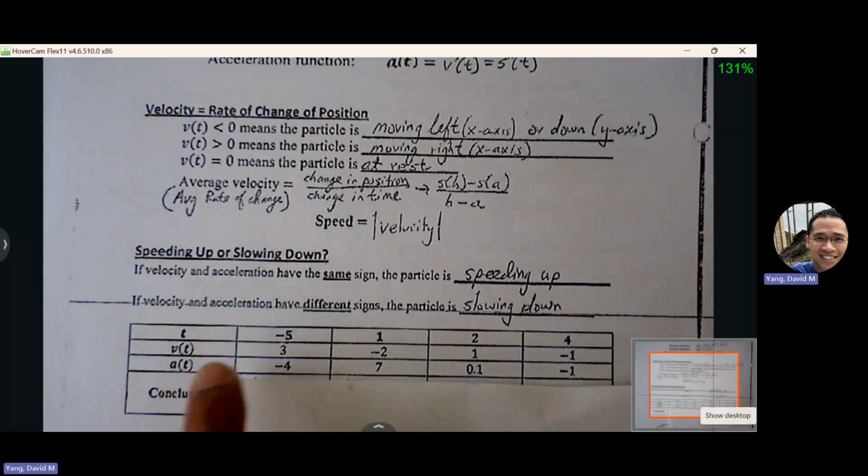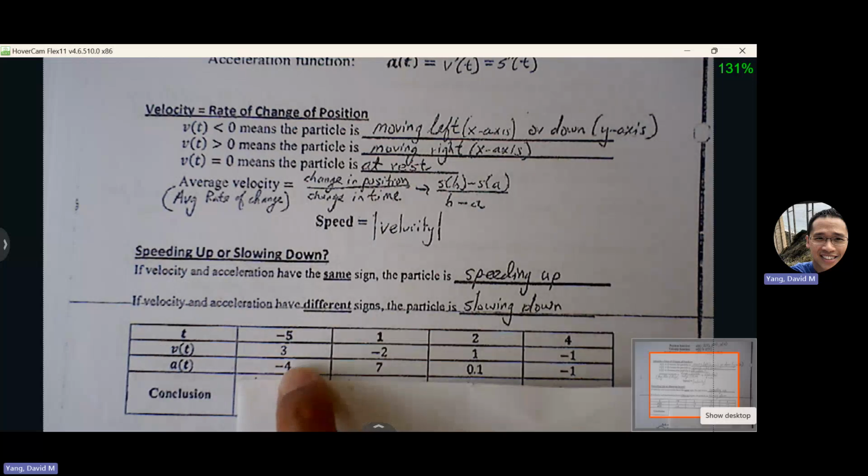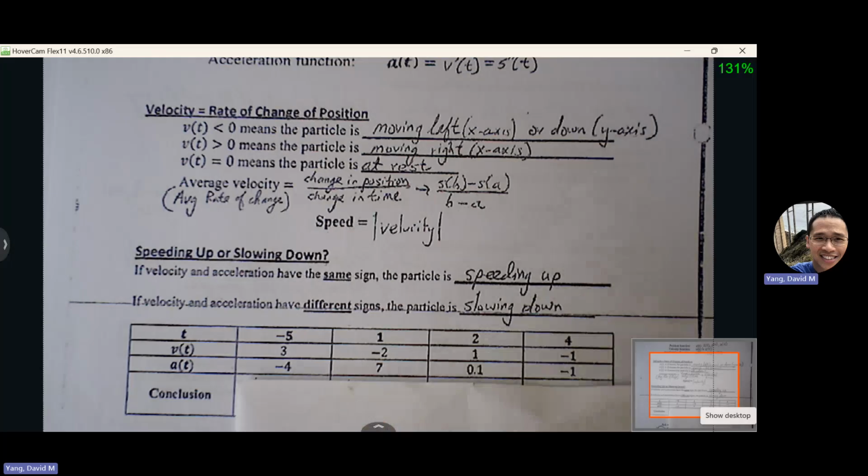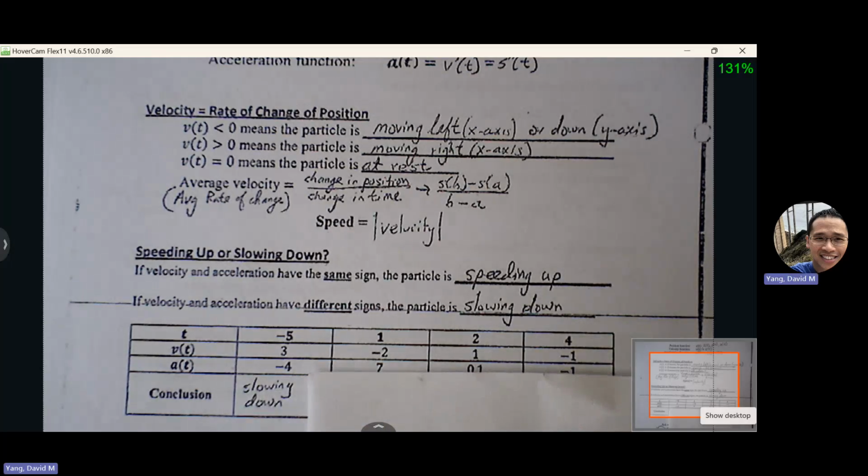So here are some examples. The first example, at time t equals -5, my velocity is 3 and my acceleration is -4. Opposite signs, what does that indicate? That means my speed is what? Slowing down, right? Decreasing. Speed is decreasing.